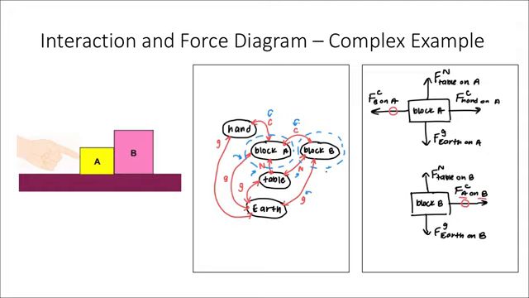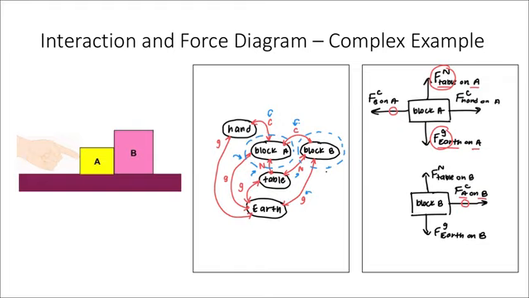Now, it's very important to notice that the normal force from the table and the gravitational force are not Newton's third law pairs. Even though they're acting in opposite directions, and in this case they are balanced and equal, they are not Newton's third law pairs, right? They don't happen between the same objects. This normal force is between the table and block A. The gravitational force is between the earth and block A.